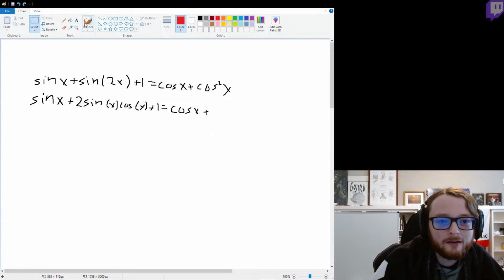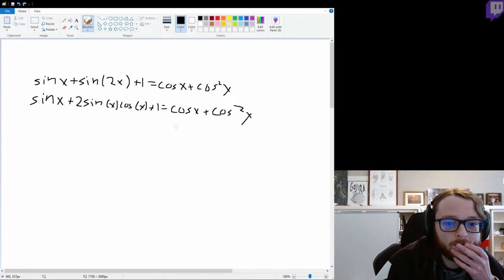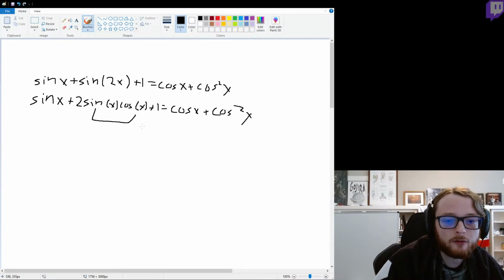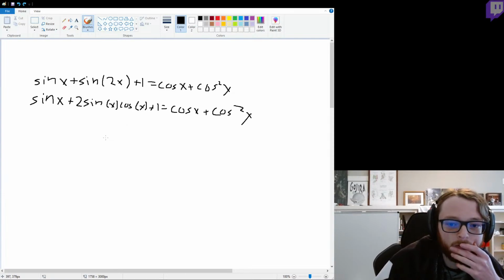I mean, having things on different angles is just a non-starter for me, so I'm going to keep that cosine squared x there. Because having x and 2x is, I think, going to make things a lot more complicated. The thing is, sine x and cosine x being married here messes up a lot of things.